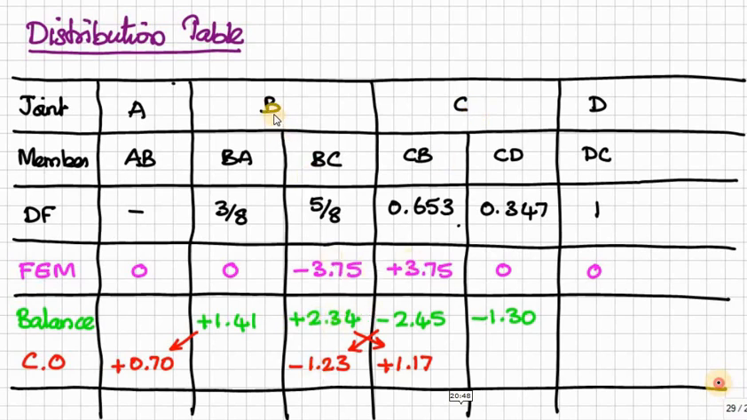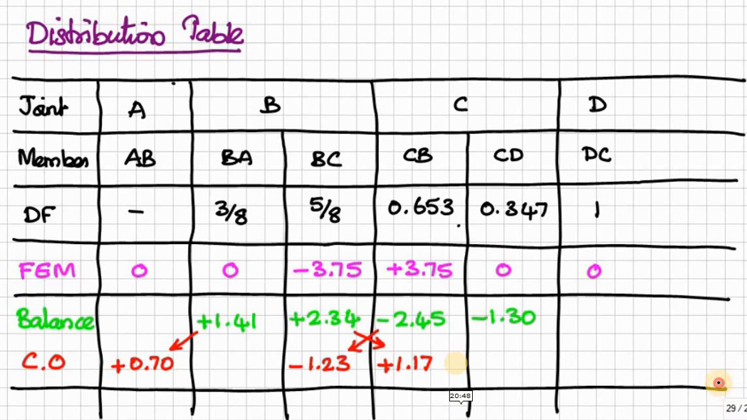See, at joint B, BC receives some moment, minus 1.23. That means joint B is getting disturbed by this moment only, because up to the balance step, everything is okay. So, the extra thing coming to joint B is minus 1.23. This is the disturbing element, the extra moment we have right now at joint B. Similarly, at joint C, the extra moment is the carryover moment, plus 1.17.